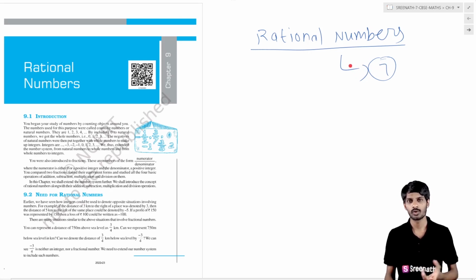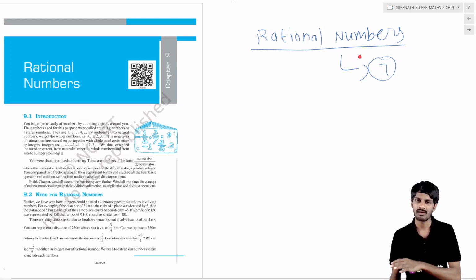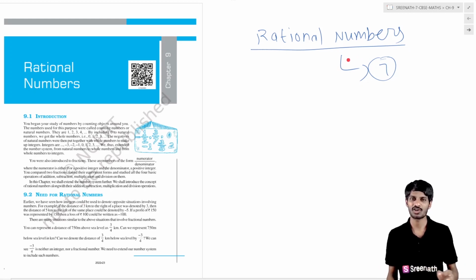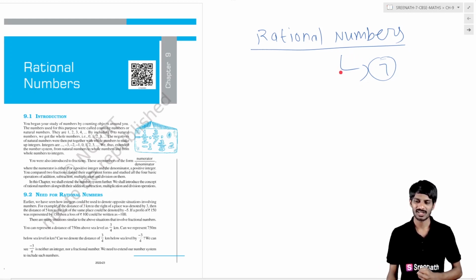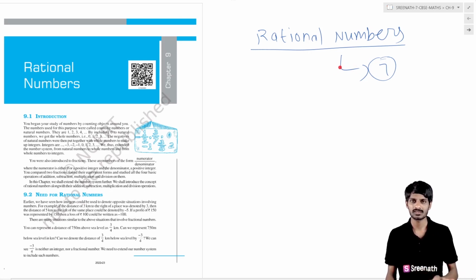In the beginning we are going to give an overview of the whole chapter: what is there in the chapter, how many pages it is having, and where the concepts are located. After that we will discuss each topic in detail, and further we will have a summary of the whole chapter. In this present video we are not solving the problems.